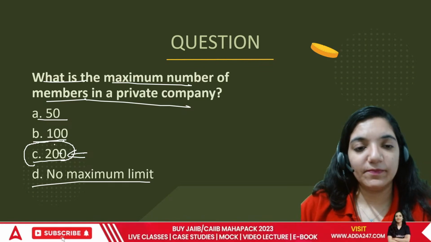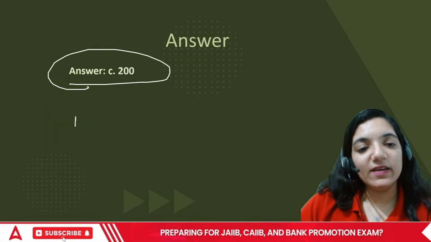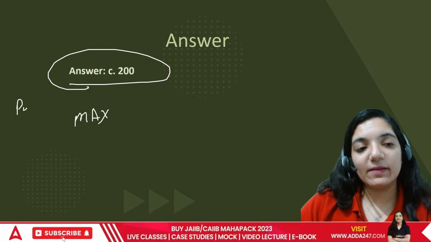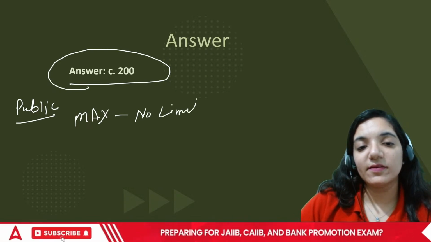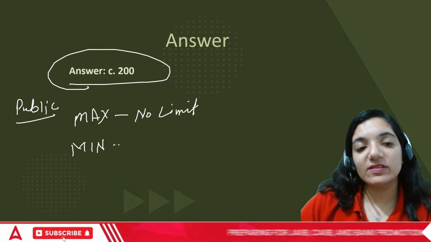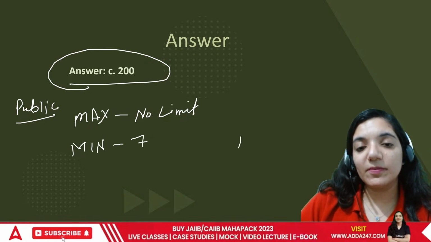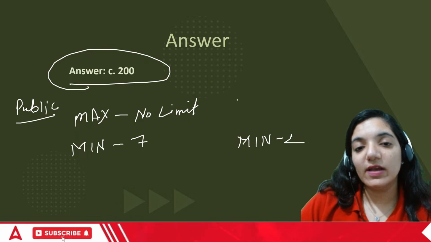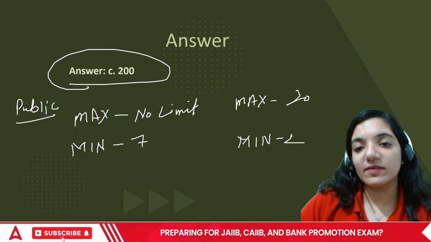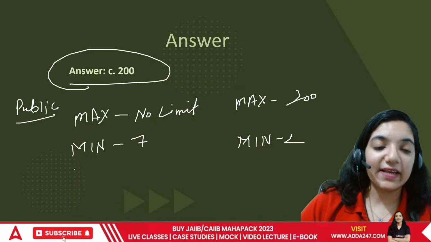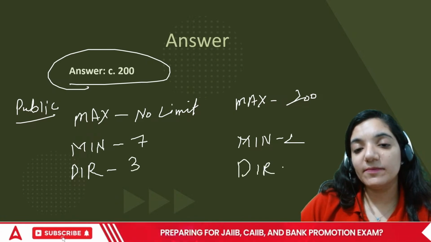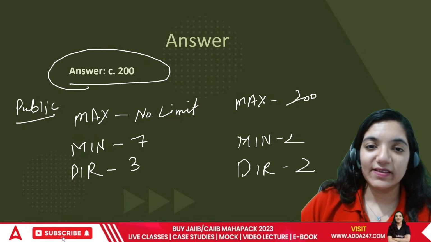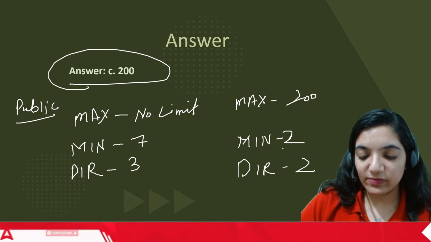Okay, let's move on. It is 200. For a public company, the maximum number of members, there is no limit. The minimum is defined, the minimum is 7. For a private company, the minimum is 2 and the maximum is 200. The number of directors required in a public company is 3, while in a private company it is 2. So if you are noting it down, then kindly note it down.